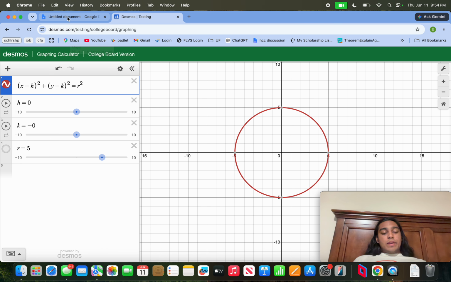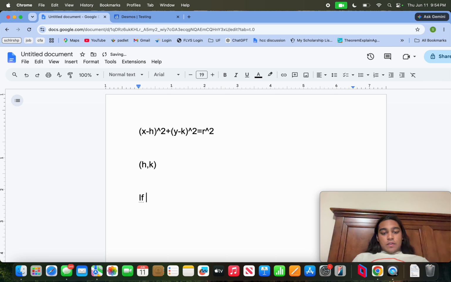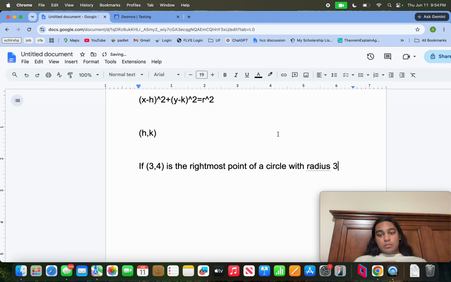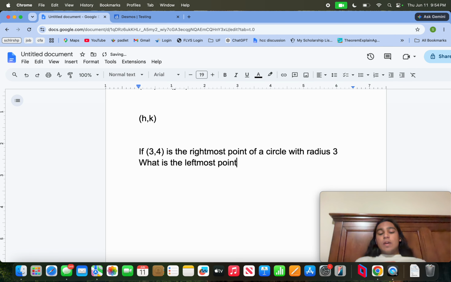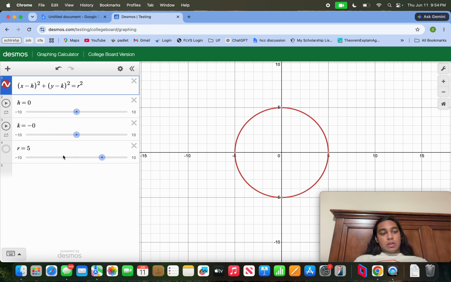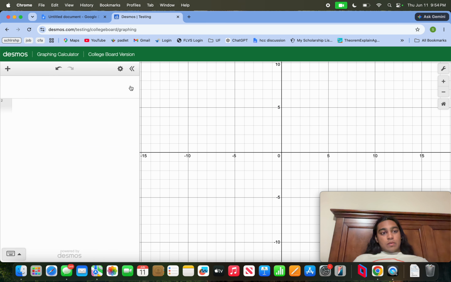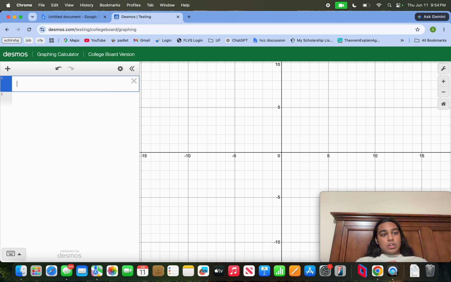That's how they work. They might ask you a question where it's like, if 3 comma 4 is the rightmost point of a circle with radius 3, what is the leftmost point? So let's solve this. So we know our radius has to be 3. In my circle equation, if I was doing this from scratch, here's how I would solve it. I would type in my circle equation: parentheses plus parentheses equals, and I know r squared.